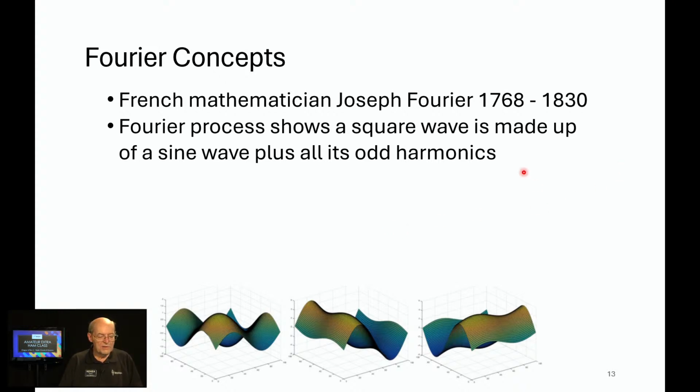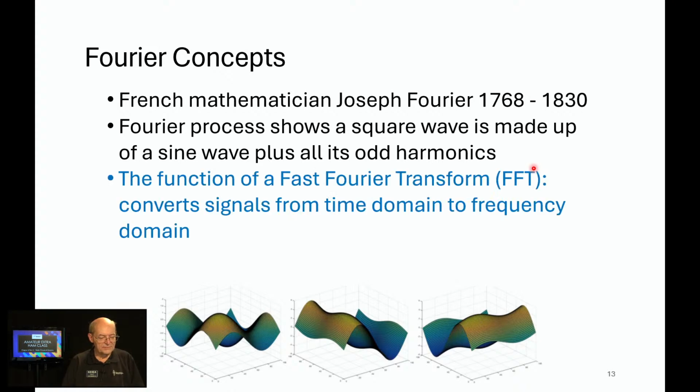The math was pretty difficult, so somebody much later, in 1965, came up with what's called a fast Fourier transform, or FFT, and that's the mathematical function that's used for doing things in our radios. I'll show you some examples coming up. This is the FFT, which modified his math to make it a lot easier to use.